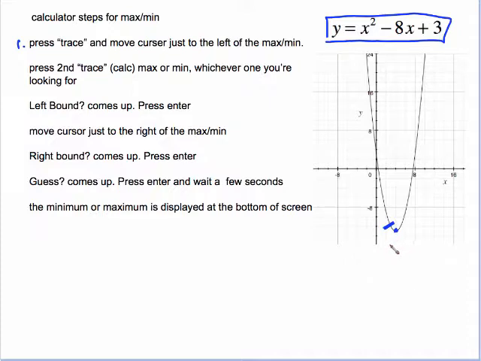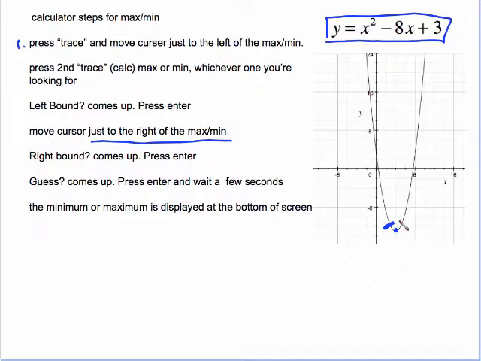So you can bounce down to minimum, and now your calculator says left bound? 3.4 for x and -12.6 for y. Well, that's not the minimum. That's my left bound. That's where I'm sitting right here as I'm approaching the minimum. So now hit enter. What your calculator says now is right bound. What we need to do is move the cursor just to the right of the max or min. In this case, it's a min. So move just to the right of the min.